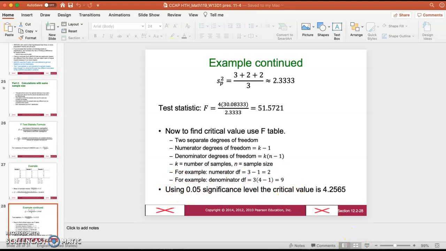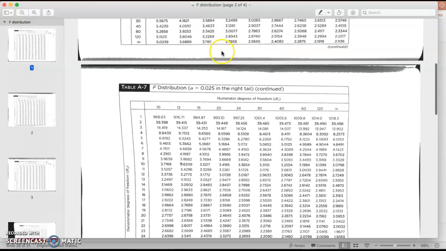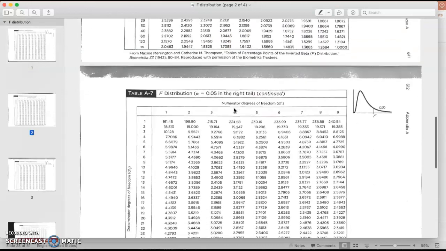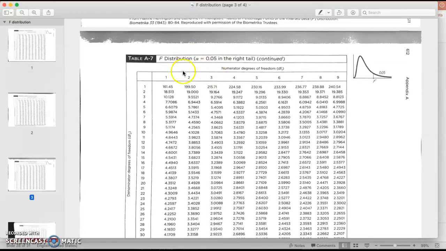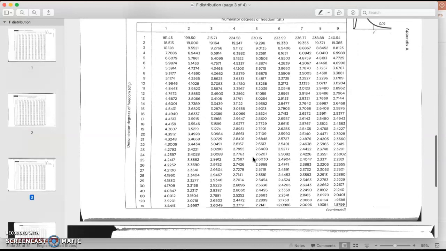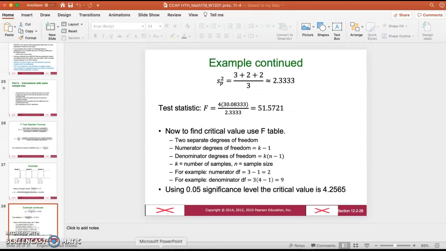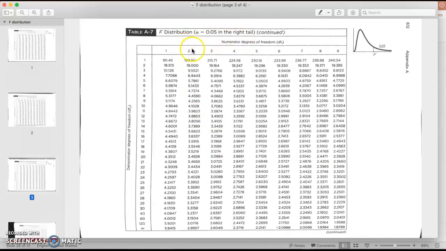So when you look at the F table, there's 2 pages with a significance level of 0.025. Then there's 2 pages with a significance level of 0.05. So if, say, I'm using a 0.05 significance level, then again, my numerator degrees of freedom was 2, and my denominator degrees of freedom was 9. So then I just see where those two meet up. Numerator degrees of freedom 2, denominator degrees of freedom 9.